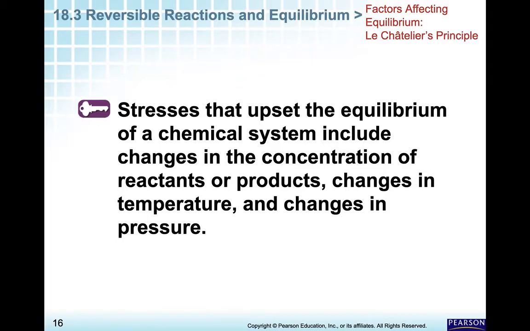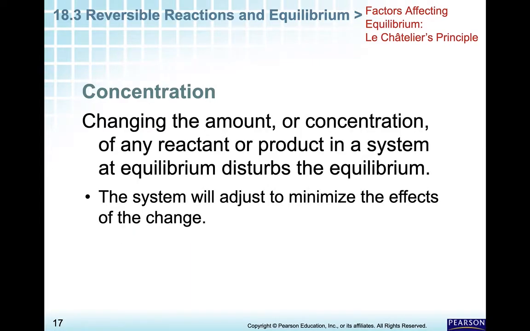When we say a stress on the system, all we mean is a change to the system that's going to cause it to move one way or another. Let's talk about concentration first. It's probably the easiest to understand. So if you change the amount or the concentration of a reactant or product in a system that was already at equilibrium, you've messed up the equilibrium. Let's say you had a perfect ideal mixture of A and B, then you go and dump more B into your system. You've messed up that ideal ratio, and the system is going to react to minimize the effects of your input.